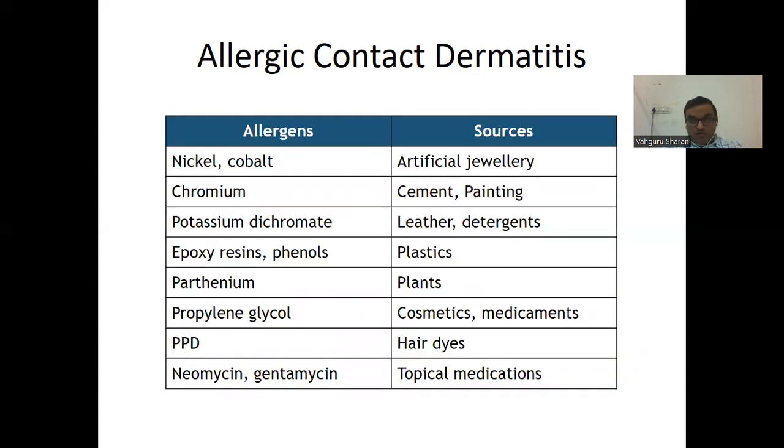What are the sources of common allergens in our day-to-day life? In artificial jewelry, or any jewelry for that matter, nickel and cobalt are always added. In cement and painting business, chromium is added. In leather detergents, potassium dichromate is always there. In plastics, there are phenol and epoxy resins. Parthenium hysterophorus, or congress grass, is in plants. In cosmetics and medications, propylene glycol. In hair dyes, paraphenylenediamine, or PPD. In topical medications, neomycin or gentamicin can cause it. These are the common allergens.